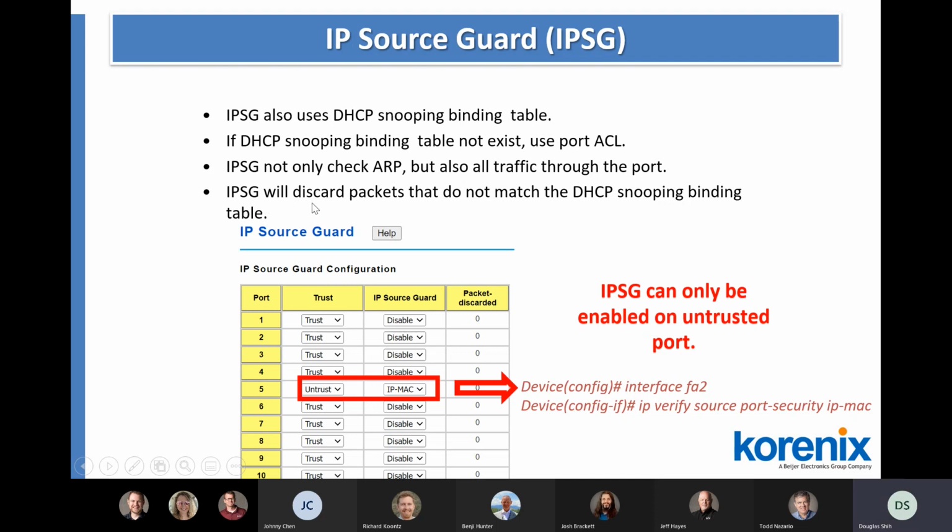IP source guard will discard packets that do not match the DHCP snooping binding table. The setting is also simple because the table comes from the DHCP snooping function. If you want to use it on the correct port, you should choose trust, manage the others as untrust, and also choose the IP source guard function with IP and MAC.